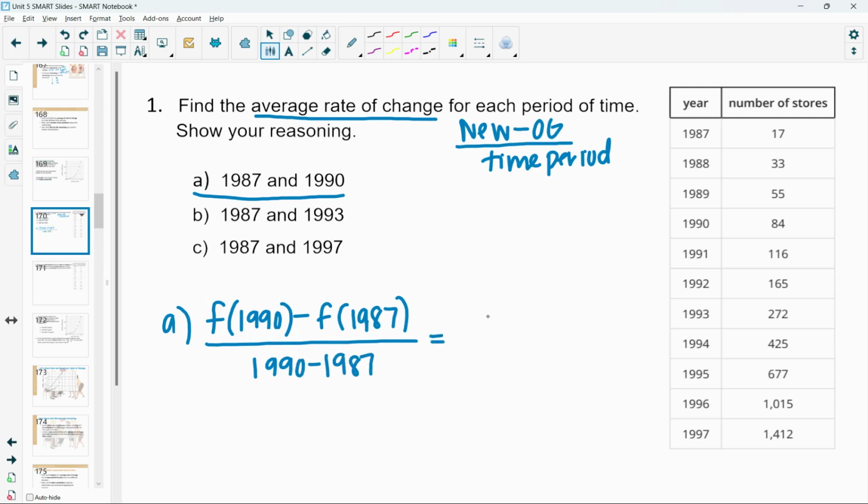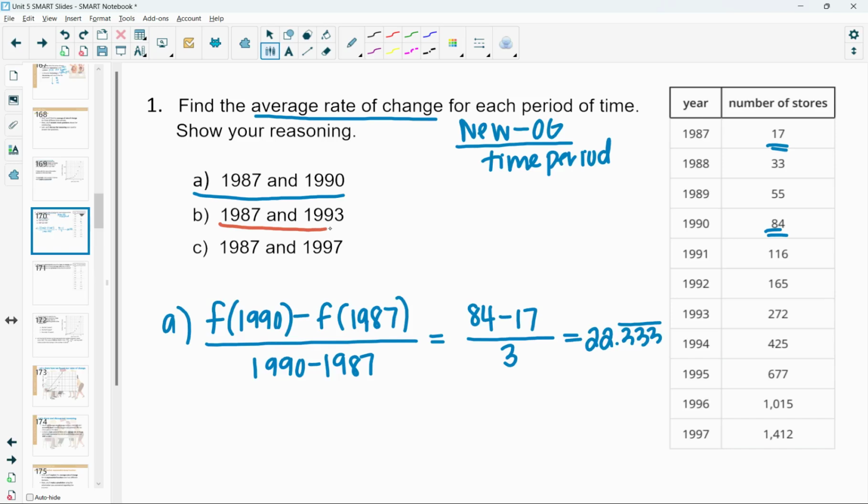So the number of coffee shops in 1990 is 84. The number of coffee shops in 1987 is 17. And then 1990 minus 1987 was over a 3-year period. So when we divide this down, we end up with 22.333 repeating. So the stores increased by 22 1/3, or 22.33 repeating, stores per year.